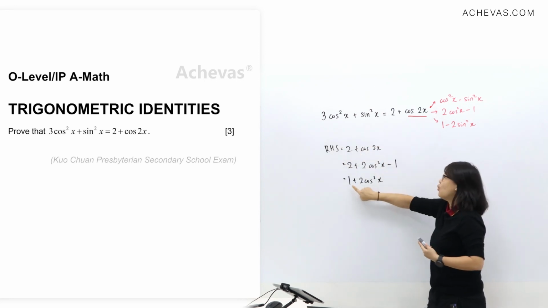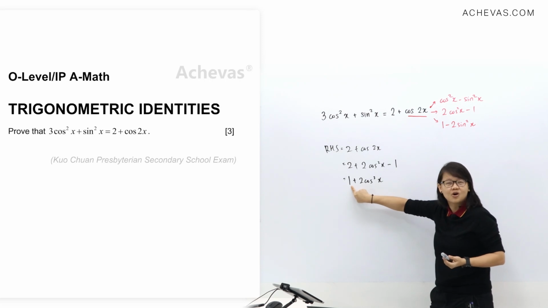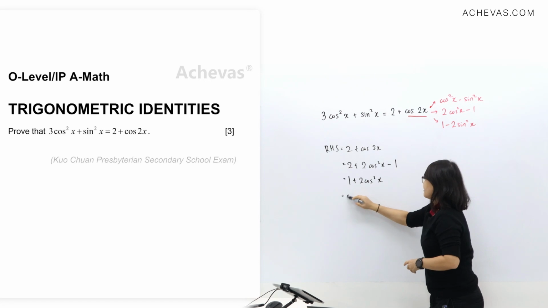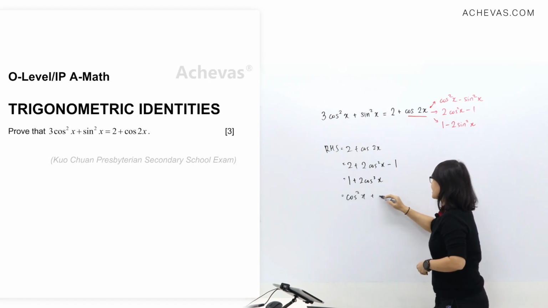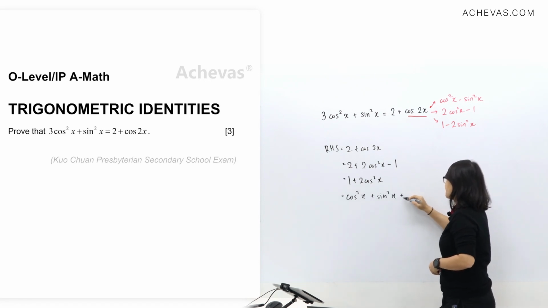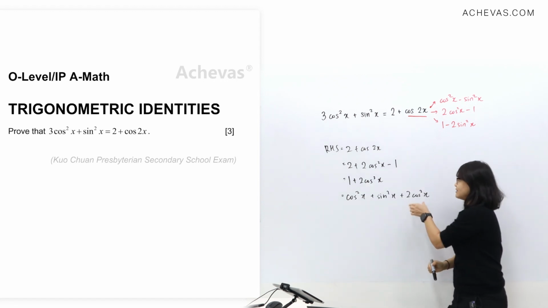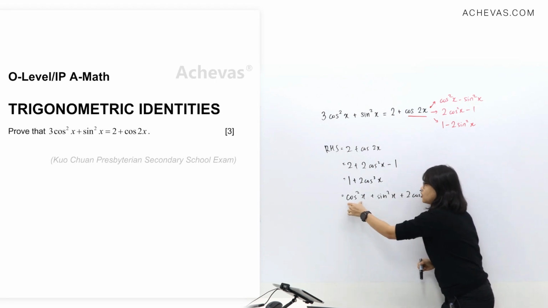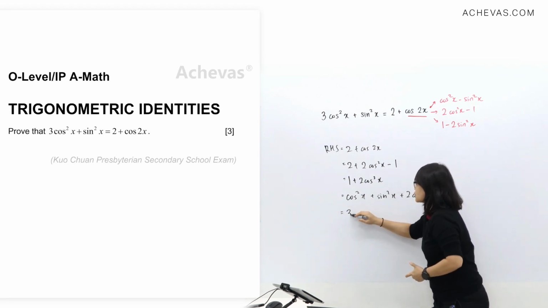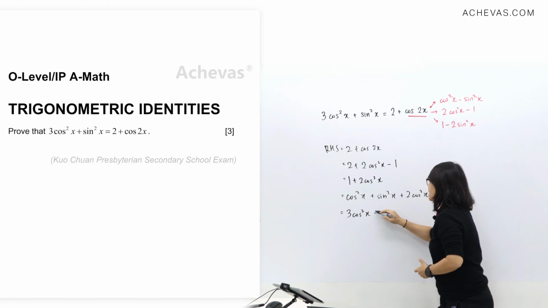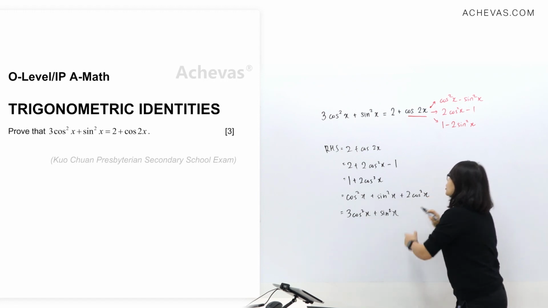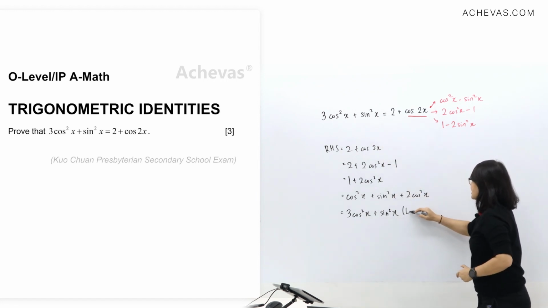So we know that 1, I can change it to cos square x plus sine square x. Let's do that. I'll have cos square x plus sine square x. And then you'll notice I have the like terms here, 2 cos square x, and cos square x will give me 3 cos square x plus sine square x, which is the same as the left-hand side.